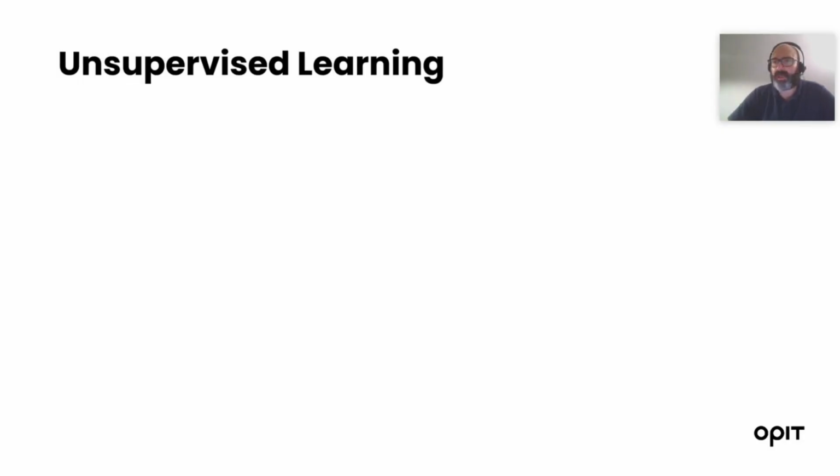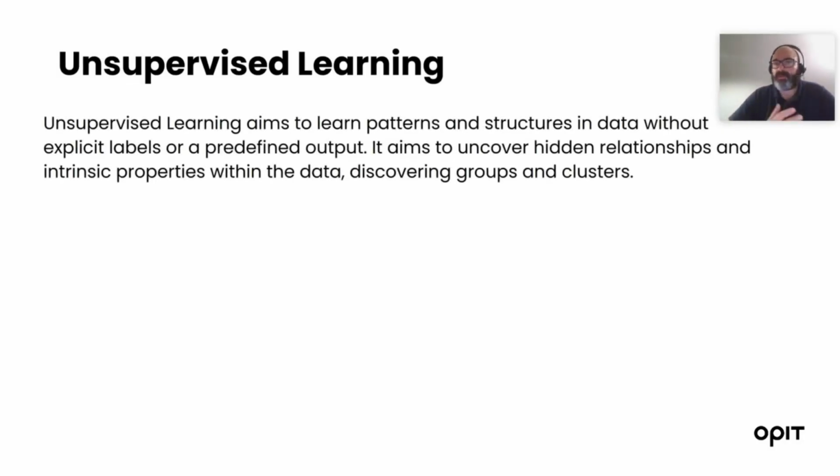Let's delve a bit more now into the other strategy, unsupervised learning. It aims to learn patterns and structure in data without the use of explicit labels or a predefined output. Unsupervised learning aims to uncover hidden relationships and intrinsic properties within the input data, and is able to discover groups of patterns inside the dataset.